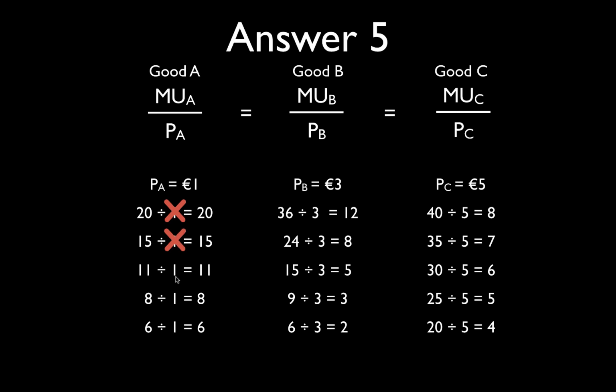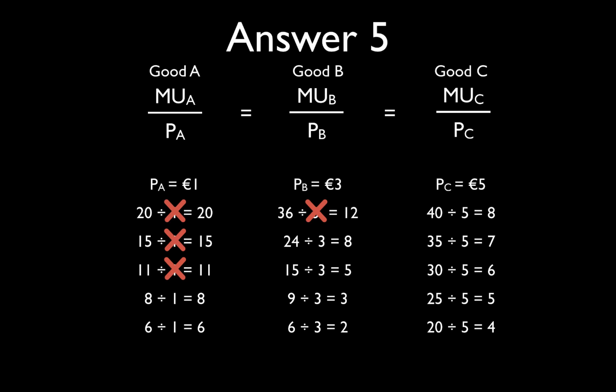Now what we have to ask is, is he going to choose the third unit of good A, the first unit of good B, or the first unit of good C? Well, 12 is higher than 11, which is higher than 8, so he's going to choose the first unit of good B. What's he going to choose now? Is it going to be the third unit of good A, the second unit of good B, or the first unit of good C? Well, 11 is higher than 8, which is higher than 8, so he's going to choose the third unit of good A.